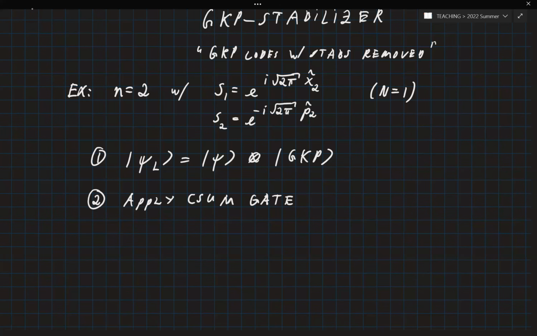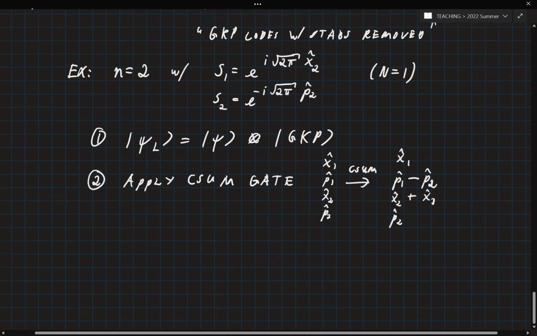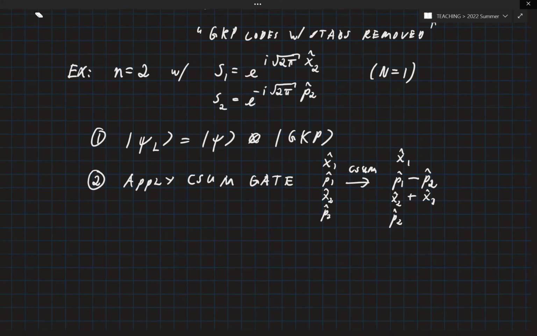And this C-sum gate can be defined as acting on the four quadratures associated with the two modes, namely x1, p1, x2, p2. It leaves x1 alone, transforms p1 to p1 minus p2, transforms x2 to x2 plus x1, and it leaves p2 alone. This way you mix or entangle the modes in such a way that the logical states I wrote here now become not separable states.